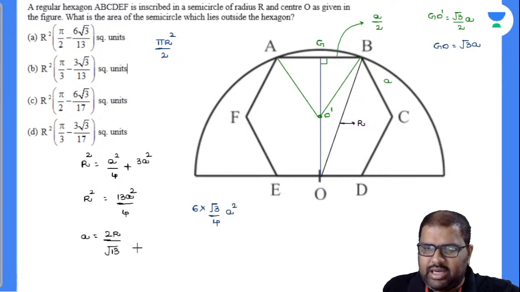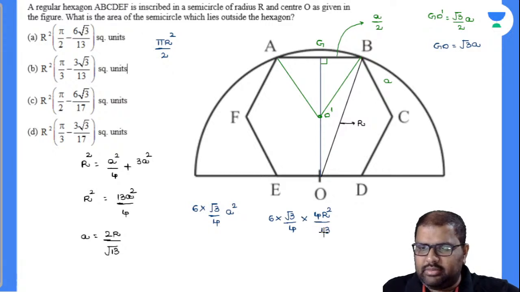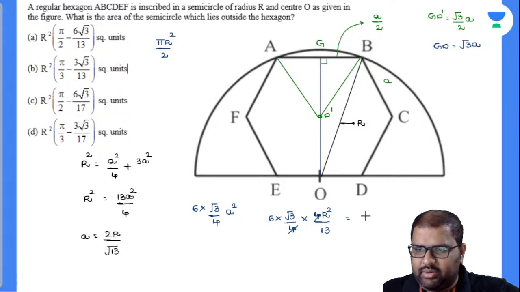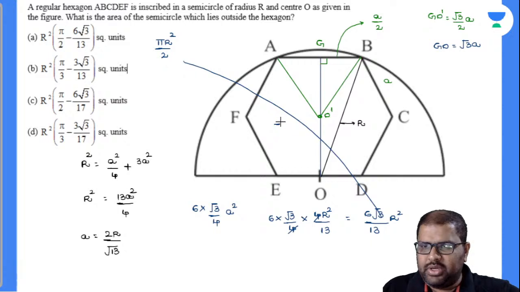In place of a square, I will substitute the value from 2r by root 13. So finally this will become 6 into root 3 by 4, and my a square value will be 4r square by 13. Am I right or wrong? Yes, so the 4 gets cancelled. What will be left over? 6 root 3 by 13 r square. So from this I have to subtract all these things. What will be the value there?